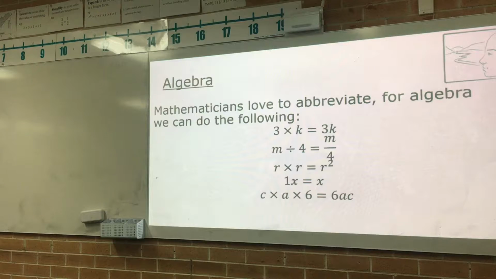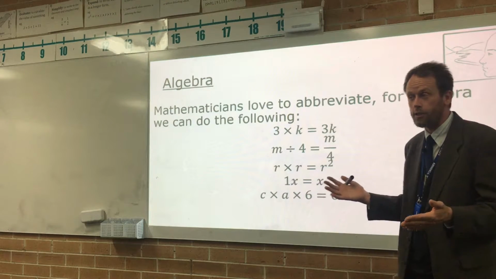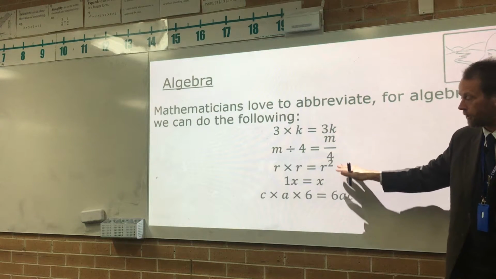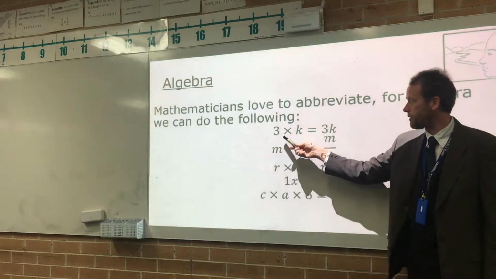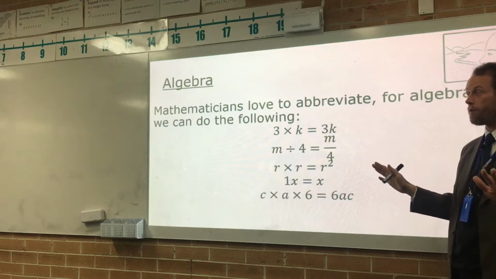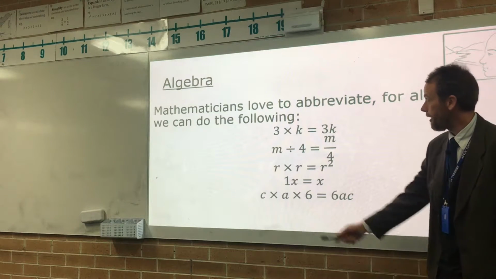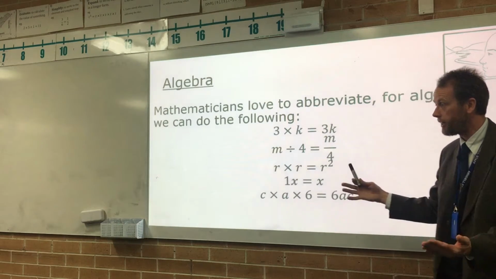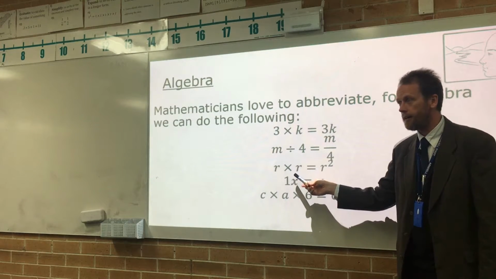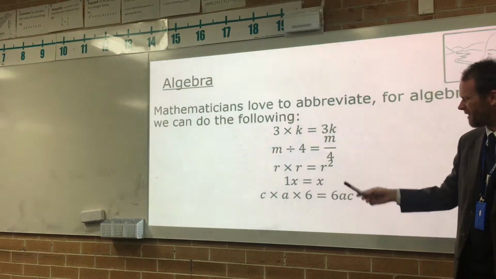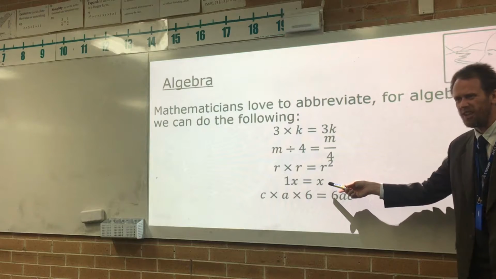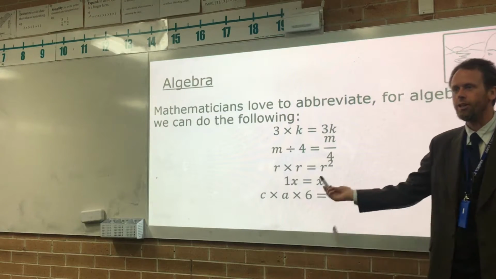Now, I've often said to you, mathematicians love to shorten things, to be lazy, to get there as quick as possible. And so for algebra, we can do the following things. If you have 3 times k, you can simplify it to 3k. Take the times sign out. Everyone around the world knows you mean 3 times k. If you have m divided by 4, you can write that as a fraction, m over 4. If you have r times r, we know that's r squared. If you have one lot of x, just 1 times x, it's the same as x. Let's get rid of the 1. We don't need it there.